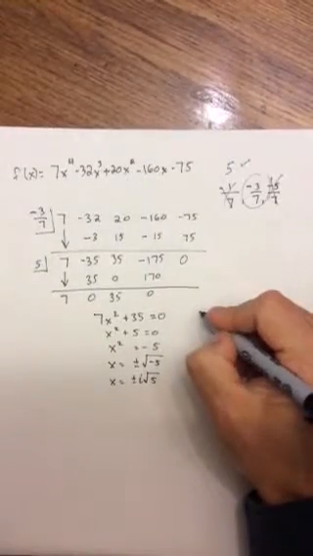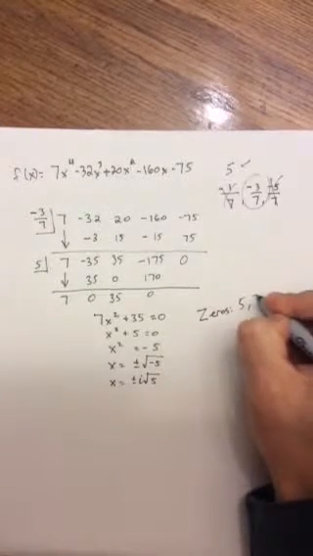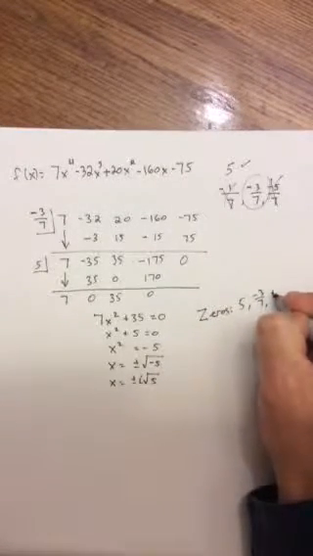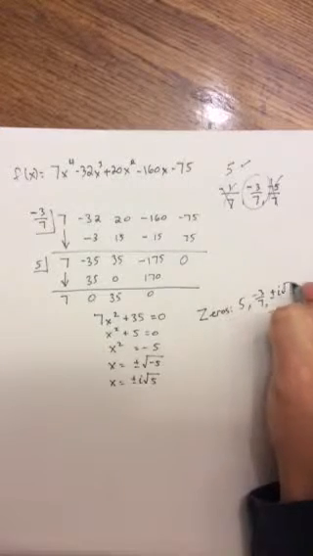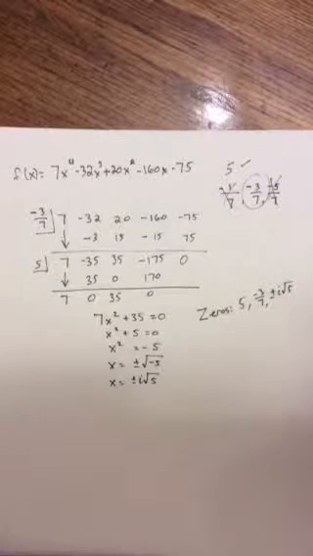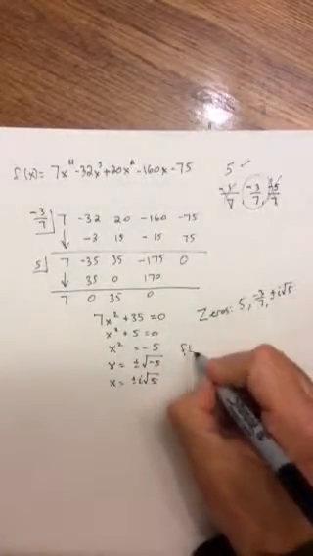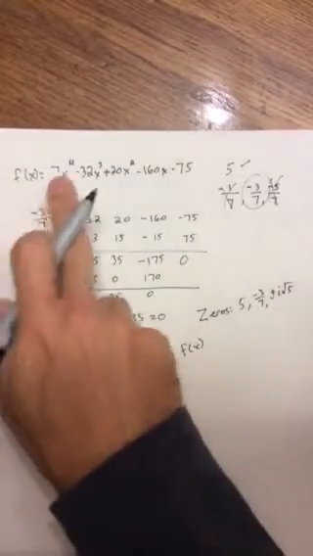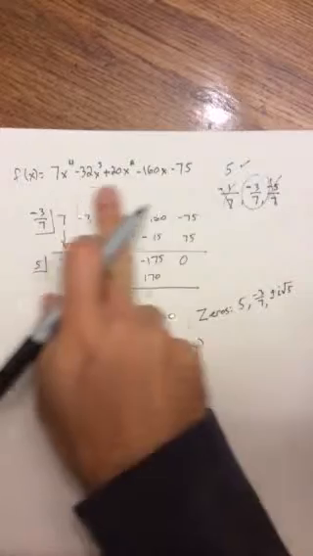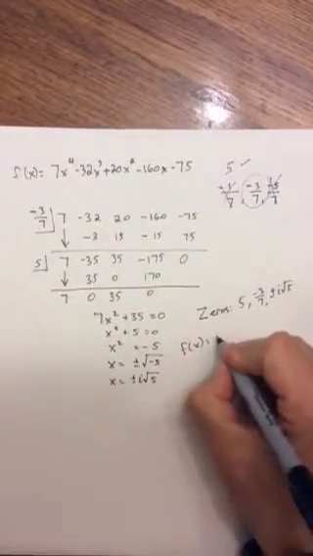So my complete list of zeros now, all 4 of them: 5, negative 3/7, plus or minus i root 5. Now be careful on how you actually write your factors out. Remember, your factors need to multiply back to this original. This original does not have any fractions in it. This is the one that I'm a little bit worried about, how you write it.